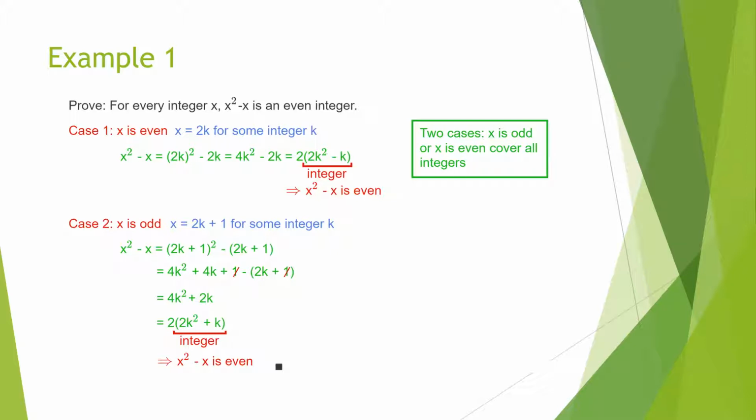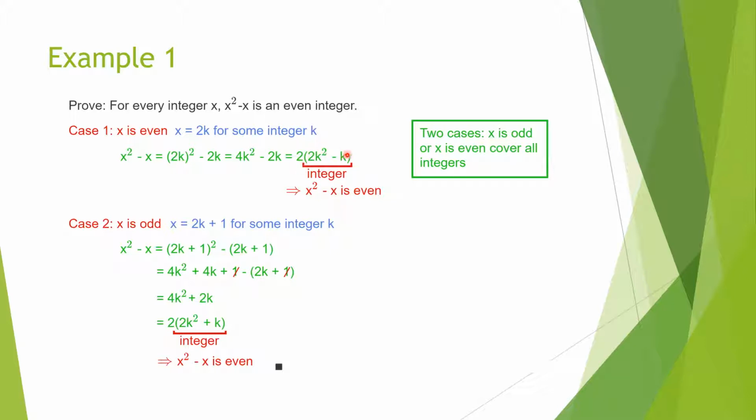So let's first take a look at case 1. When x is even, you can write x equal to 2 times k for some integer k based on the definition of even numbers. Then you can replace x by 2k in this algebraic expression, and after plugging in x, you will have this expression that can be simplified to 4k squared minus 2k, and you can factor out the 2 and get 2 times (2k squared minus k).